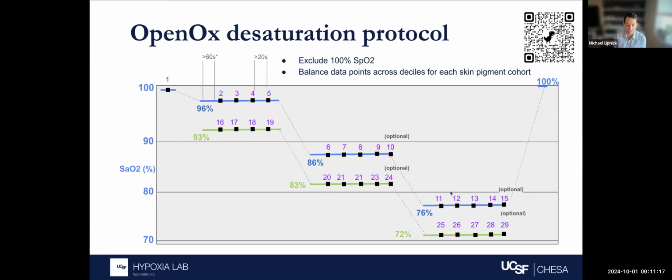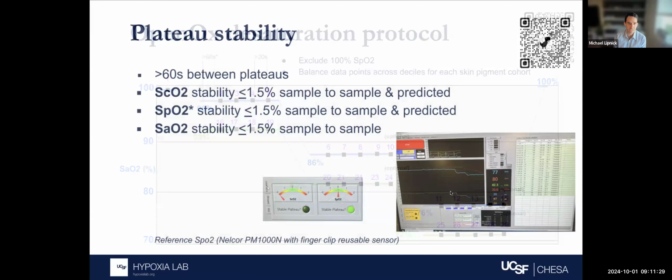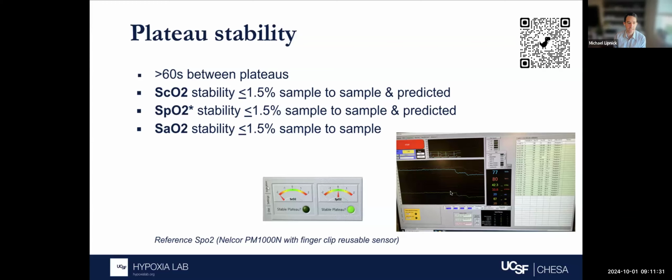And then we do analyze to make sure that the distribution of data points within each of these 3 plateaus is balanced, even when looking at the cohorts by skin pigment cohorts. In terms of plateau stability, again, greater than 60 seconds is the minimum.